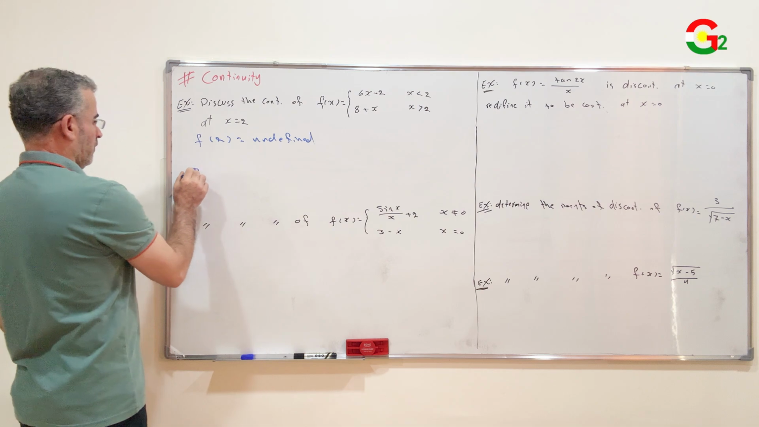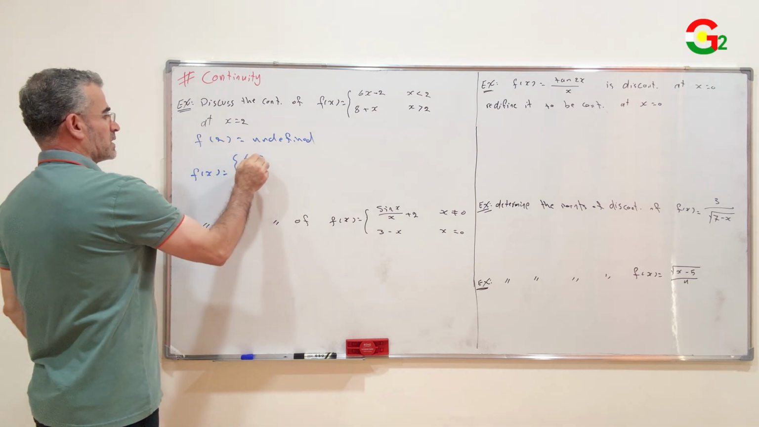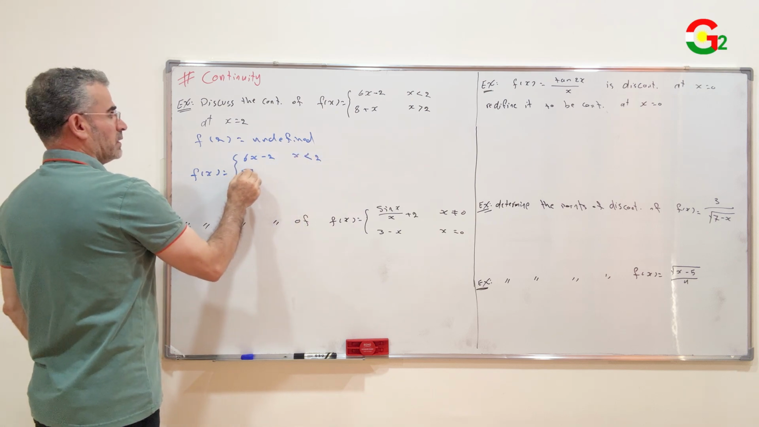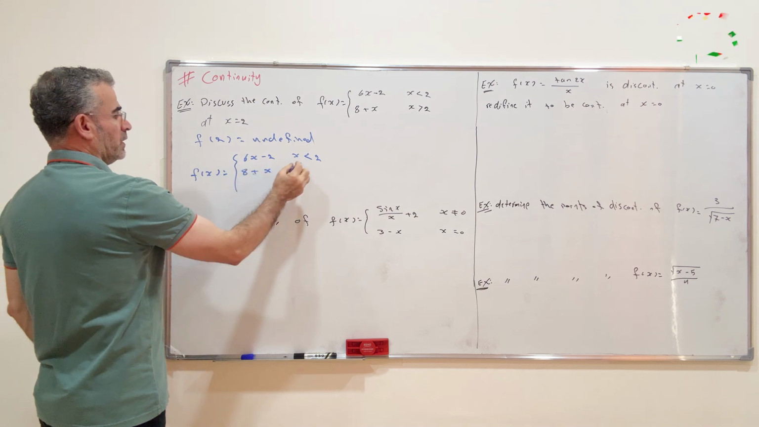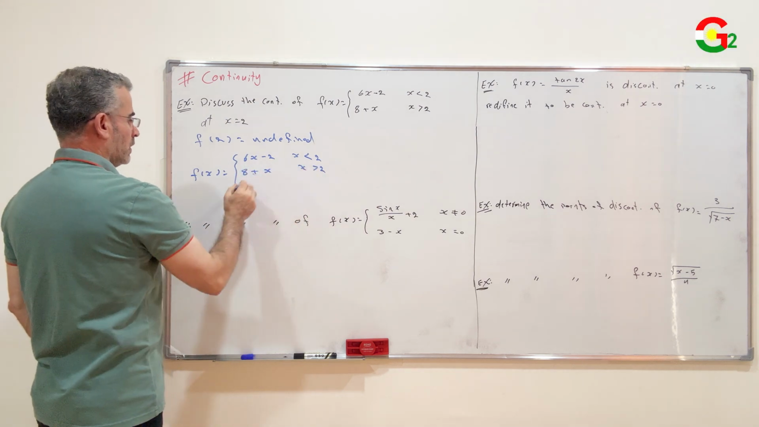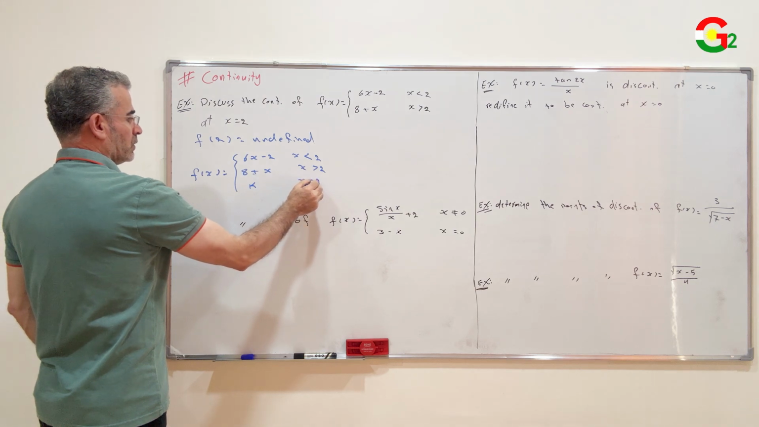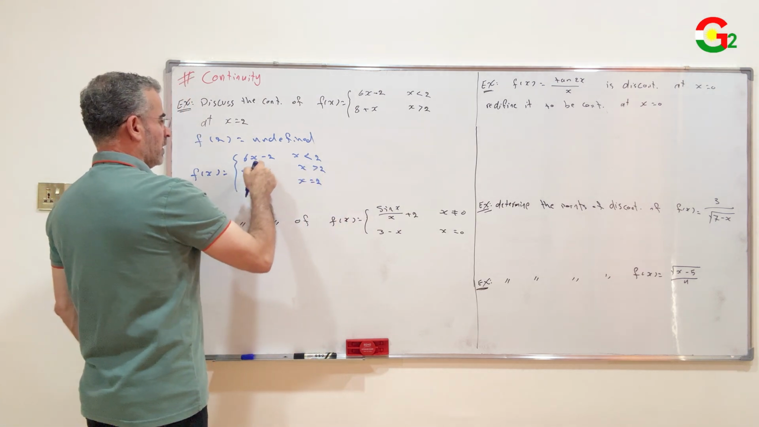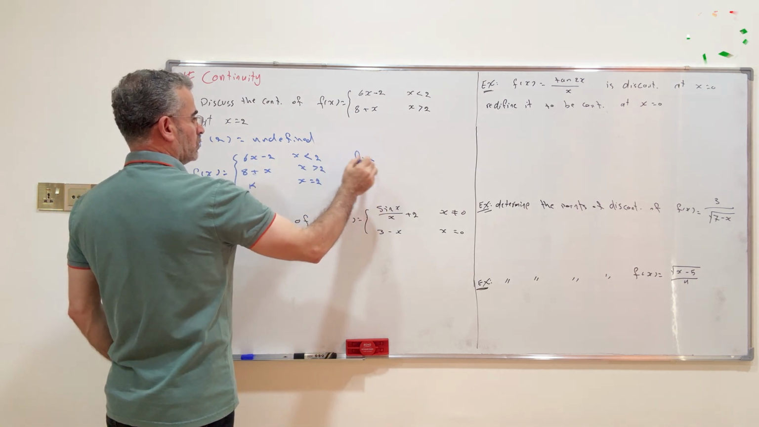as f of x equal to 6x minus 2 when x less than 2, 8 plus x when x greater than 2, k when x equal to 2. Then we find the value of k by finding the limit of the function when x approaches 2.